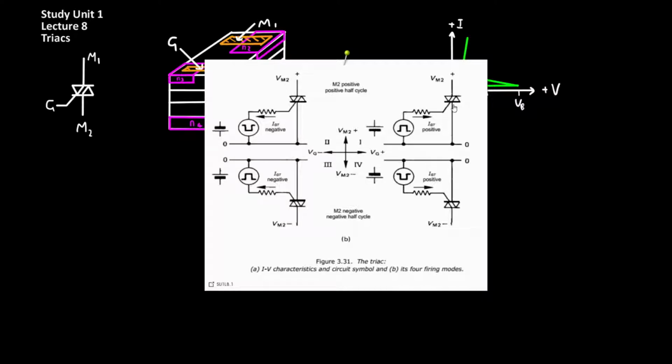So in mode 1, the gate is sinking current, and M2 is positively biased relative to M1. In mode 2, the gate is sourcing current with M2 positively biased. In mode 3, the gate is once again sourcing current, but M2 is now negatively biased with respect to M1. And finally, in mode 4, the gate is sinking current and M2 is negatively biased with reference to M1. These 4 conditions can be used to control the behavior of the triac.